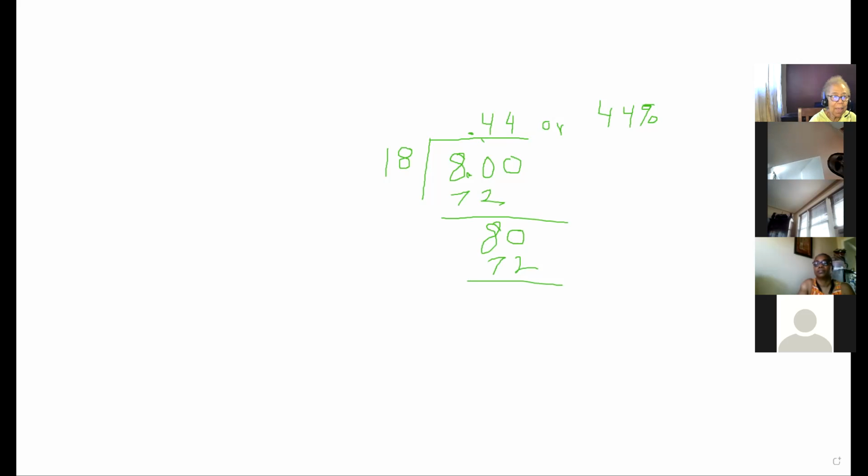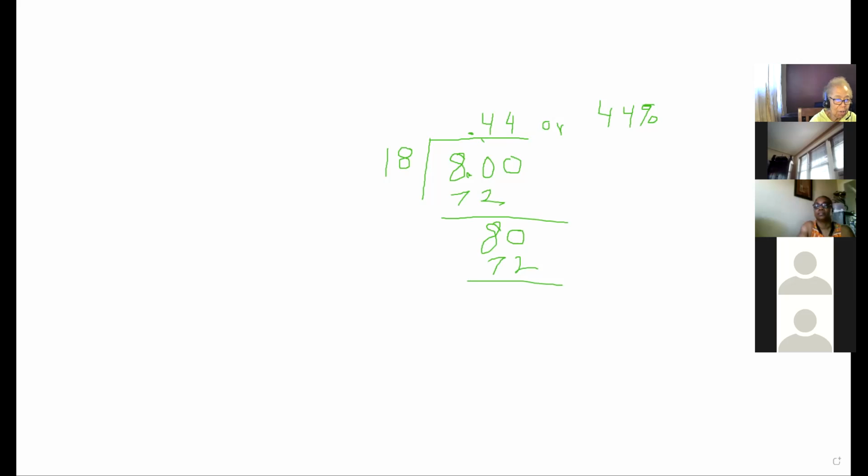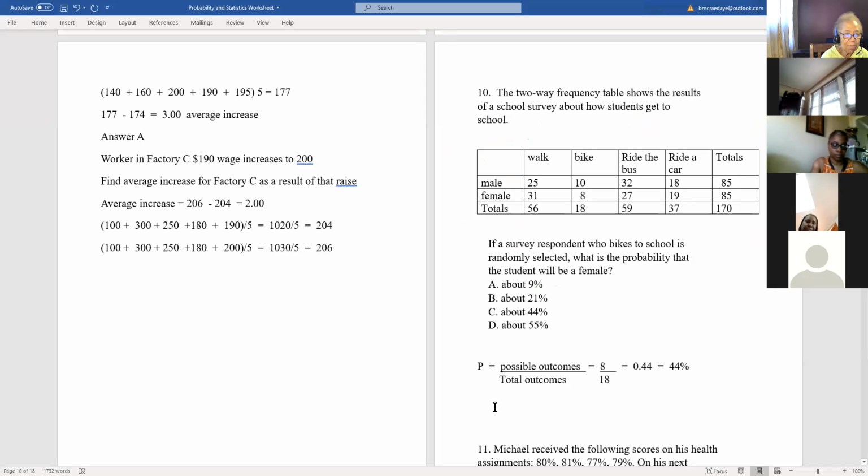All right, let's go back to where we were. So your answer would be what? About 44%. So A, B, C, or D? C, right? Answer would be C. Questions on number 10.